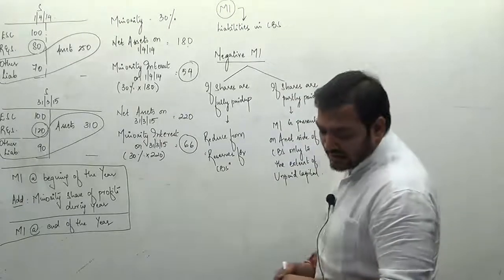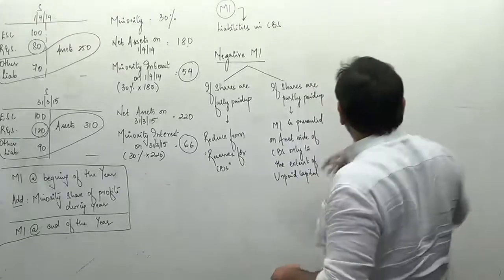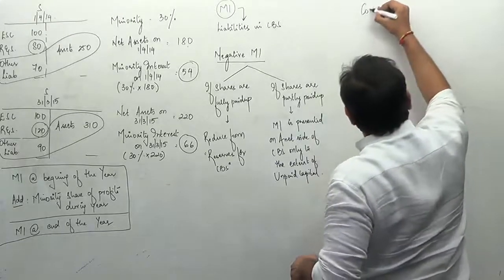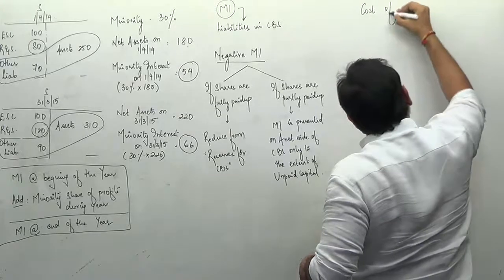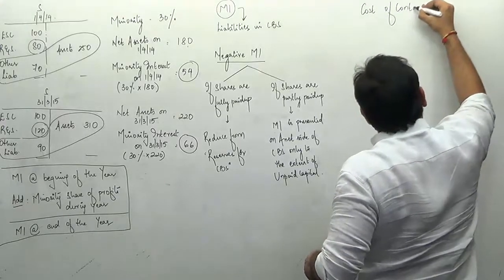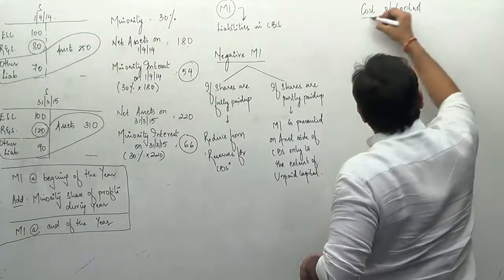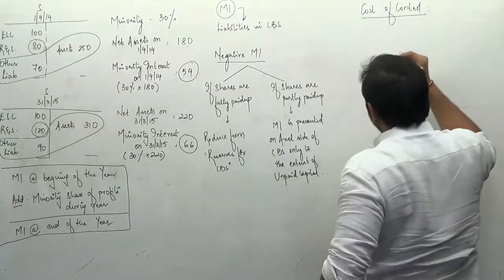So, let's start calculating cost of control. Cost of control will not change every year. It is a constant figure throughout.